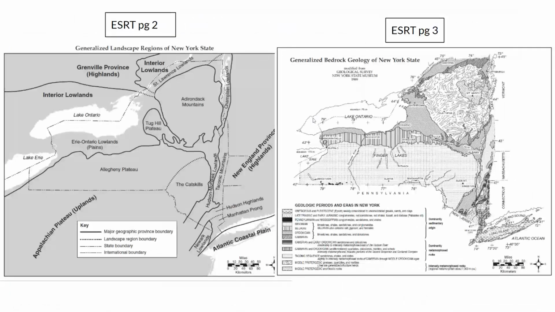Now, both of these maps are the map of New York. However, page 2 is the generalized landscape regions of New York State, according to the title, and page 3 is the generalized bedrock geology of New York State. So, to understand what these maps are about, let's talk about what landscape and bedrock are.